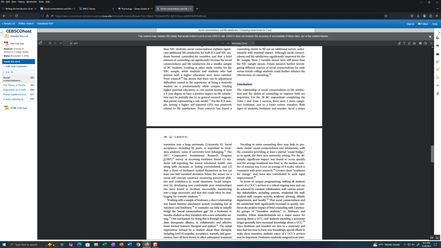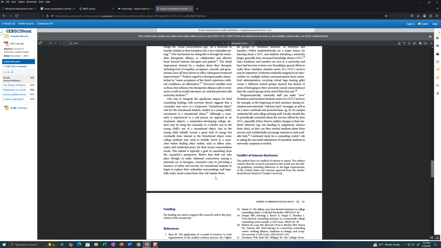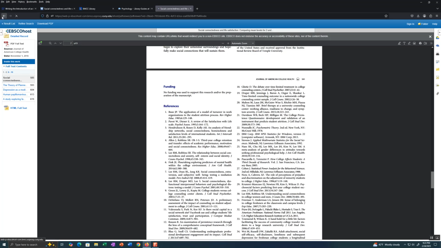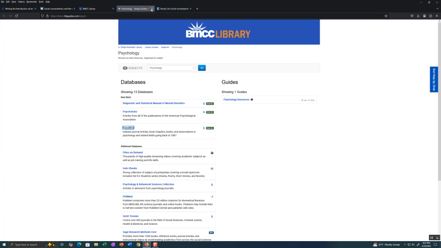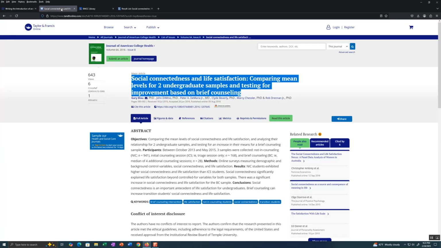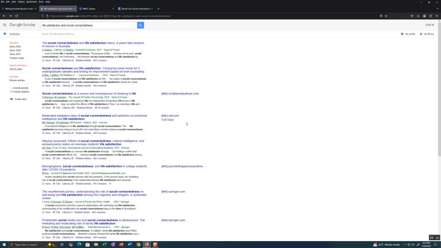So here they're saying that there was a connection between social connectedness and life satisfaction, which is what you want. It's what we hypothesized. Now, if you don't want this article, this is not the best article, by the way. Let's say we don't want this article. Let's go back to Google Scholar and find another article.